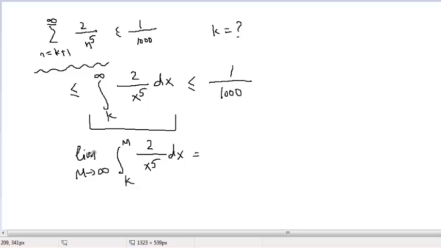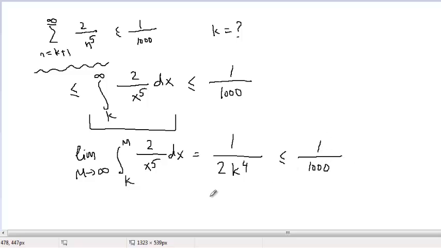When you take this integral and take the limit, we will get the following. The integral of 2 over x to the 5th is negative 1 over 2 times x to the power 4. So when you plug in k and n and take the limit as n goes to infinity, you will get the following expression. This integral is 1 over 2k to the power 4.